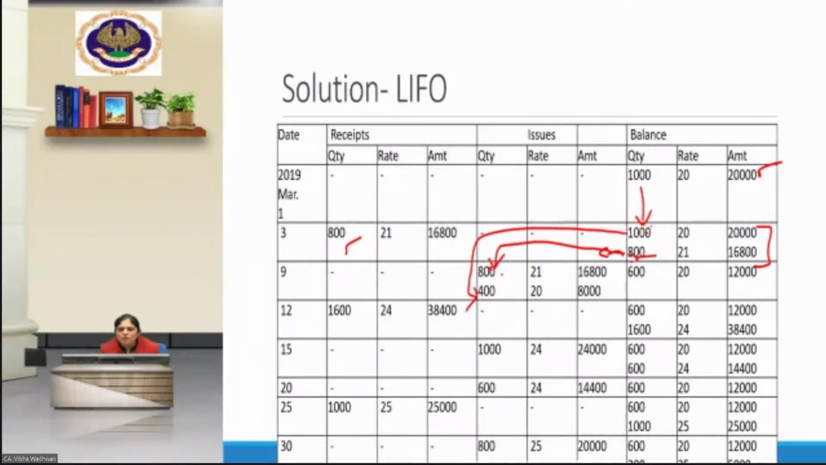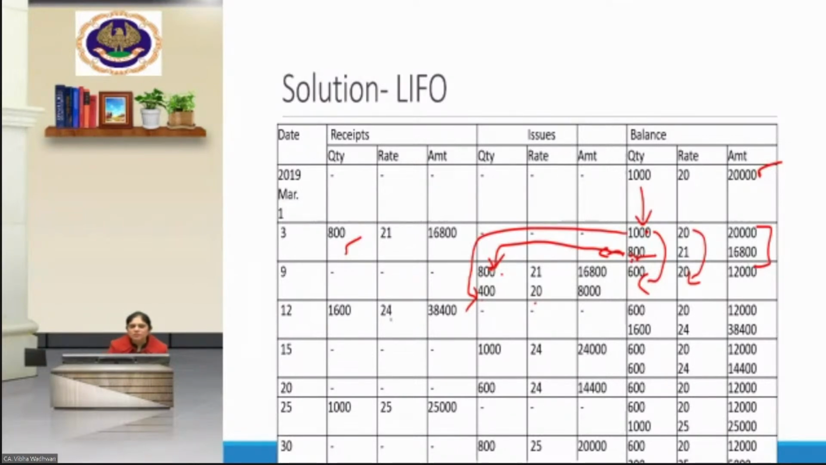Clear? So out of 1,000, 400 is issued, and only 600 is left at the earlier price. Clear? So this is how LIFO works. The latest purchase will be issued first, and once it is exhausted, then we'll move to the earlier one. So out of the 1,400 we have issued of that particular lot, the rate will be of that particular lot only. This you have to keep in mind in cost price methods. Clear? So lot-wise rate will be charged to production. And the balance is 600, 12,000.